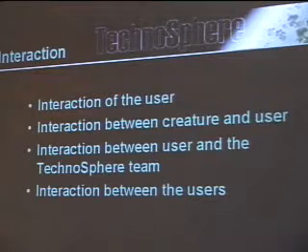You've got the interaction between the creatures and the users, which is basically the feedback mechanism of the emails. Now that's quite interesting because of the kind of timescales that those email events happen. You've got the interaction between the user and the Technosphere team, that is us. Those are the feedback emails that we get, and we get thousands of them.